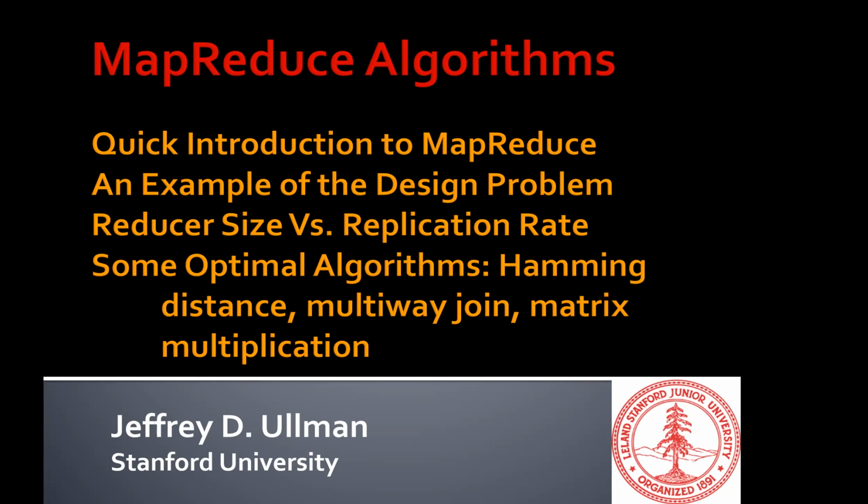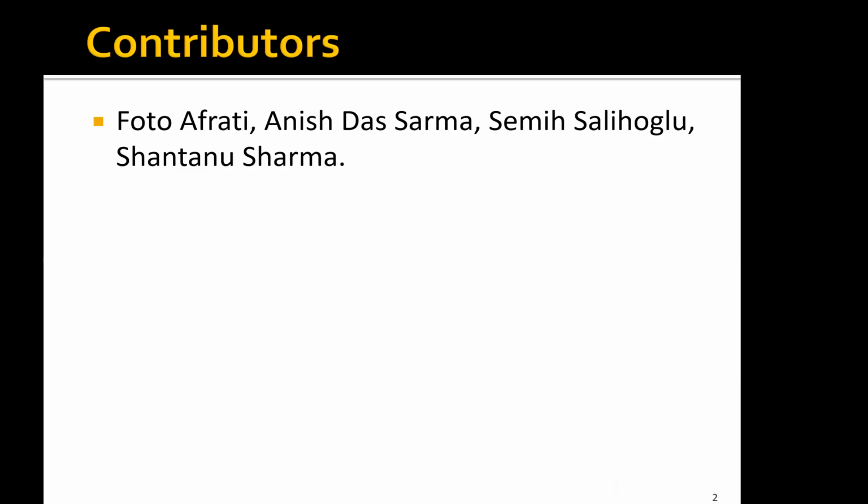And then I'm going to just very briefly run through a couple of MapReduce algorithms for problems: Hamming distance, that is finding bit strings that differ in only one bit; the multi-way join, a database operation that, again, I'll give you the definitions if you are unfamiliar with them; and matrix multiplication, where I'm going to assume everybody knows what matrix multiplication is. Okay, I want to thank the people who worked with me on the topics that I'll talk about: Foto Afrati, Anish Das Sarma, Semih Salihoglu, and Shantanu Sharma.